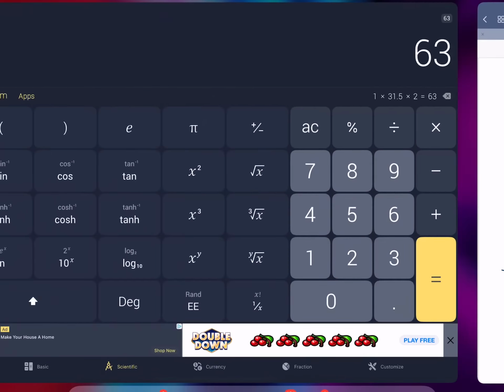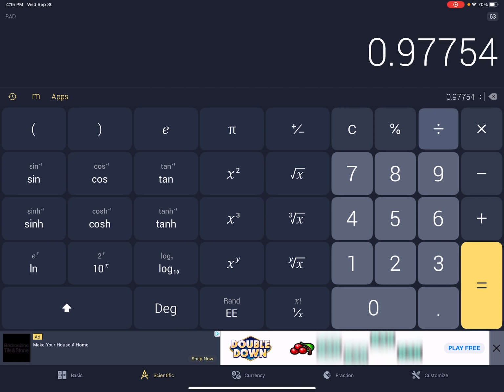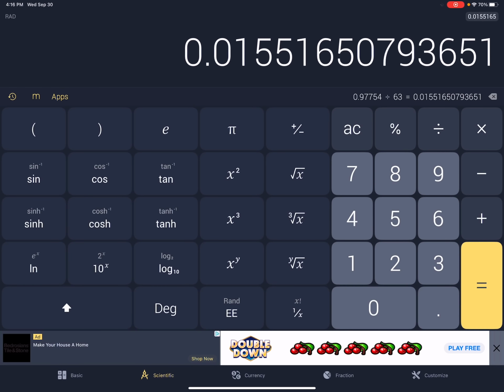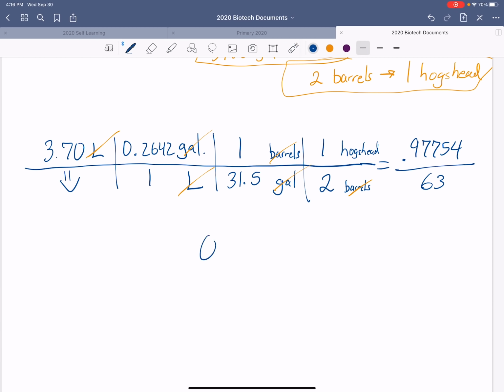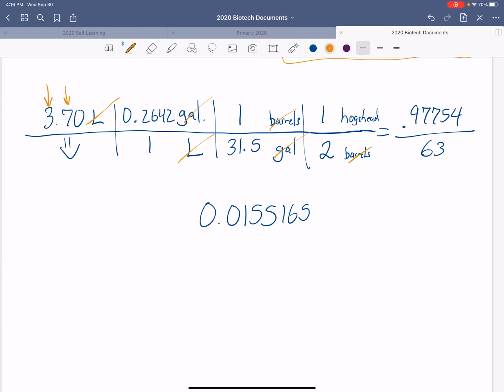And now you need to divide. So final step here is dividing 0.97754 by 63. So that value is going to be 0.0155. Our original value has 3 sig figs, so my answer is going to be adjusted to have 3 sig figs. So the final answer here is 0.0155 hogshead.